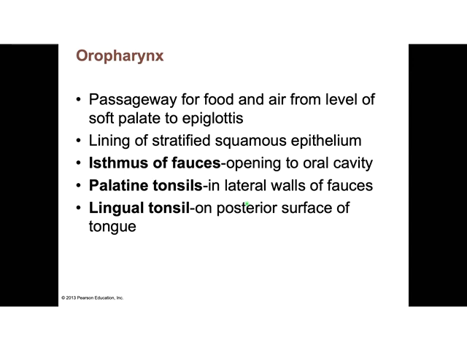The passageway for food and air from the level of the soft palate to the epiglottis is the oral pharynx. It's again lined with stratified squamous epithelia. The isthmus of the fauces is the opening to the oral cavity. The palatine tonsils are in the lateral walls of the fauces, and then the lingual tonsils are on the posterior surface of the tongue. Okay, so you've got a total of five tonsils: a pair of linguals, a pair of palatines, and a pharyngeal. Okay.